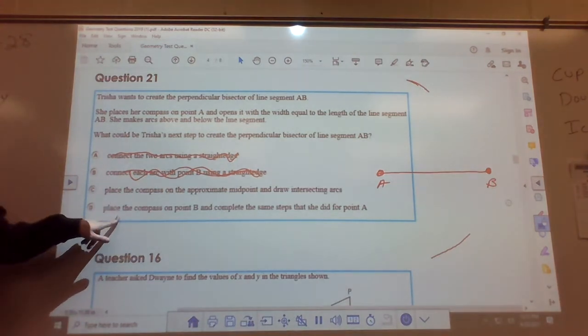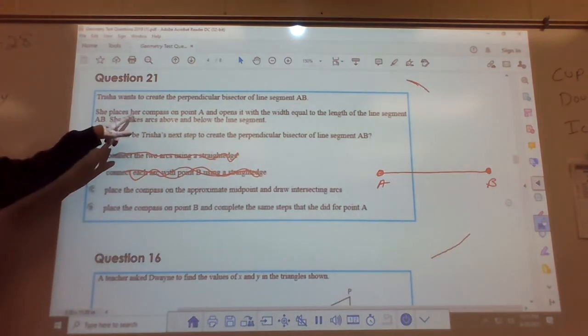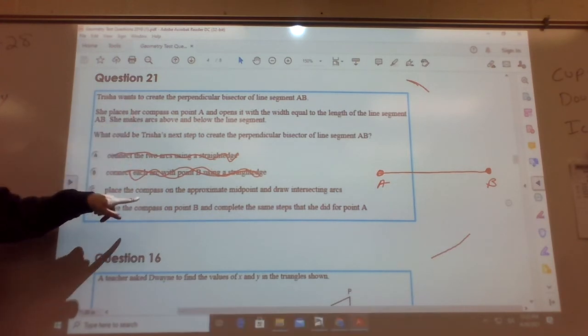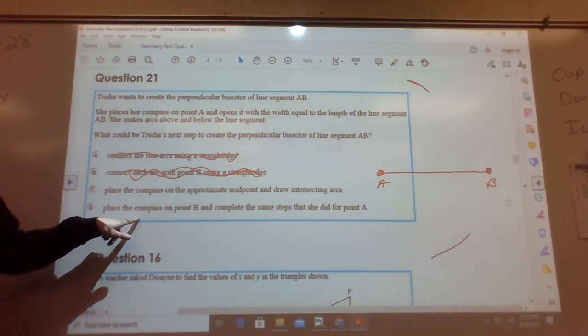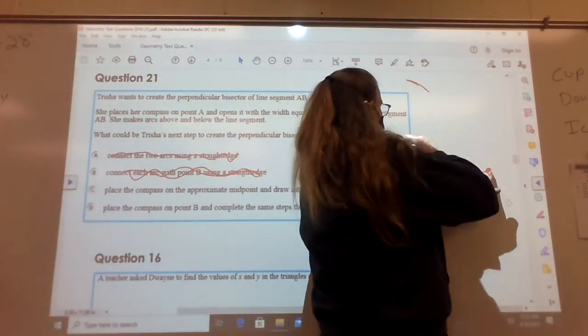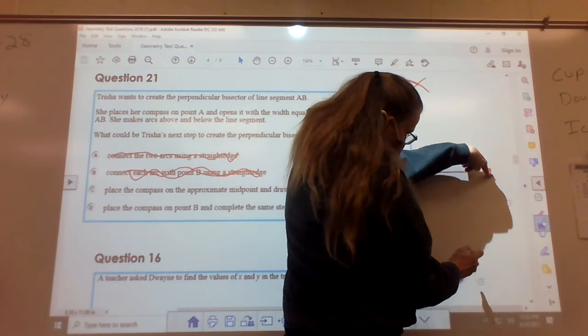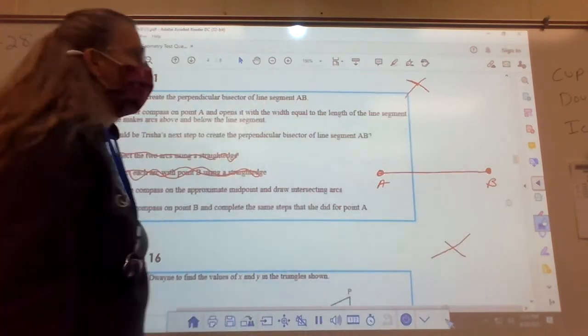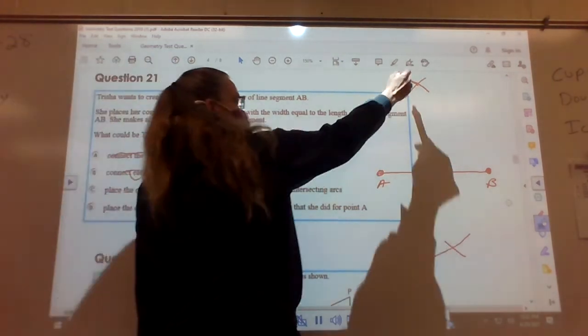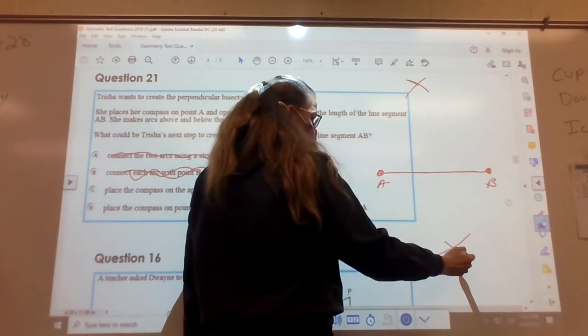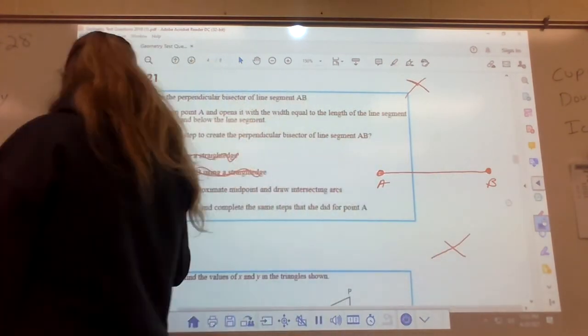But this one does make sense. Because this one says she places her compass on point A and draws some arcs. She places her compass on point B and does the exact same steps. So by doing that and going here, I end up with arcs that now have some place I can connect. And if I were to connect them like this, I would have a perpendicular bisector. So it's this guy.